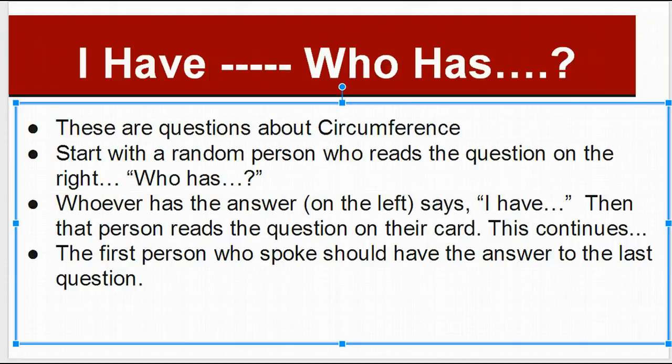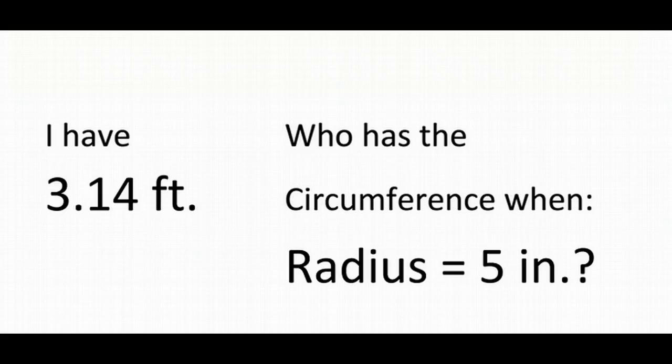The next activity is a whole class collaboration. They're questions about circumference, so we'll be using pi to answer some questions. Take a moment to read through this slide, and then I'll show you what the cards look like. The students are each passed a card. This is what each card looks like. On the right-hand side, there's a question. Some random student would read, "Who has the circumference when the radius equals 5 inches?"